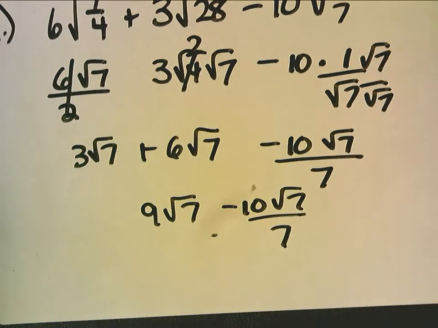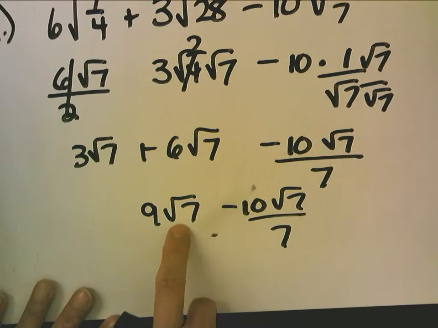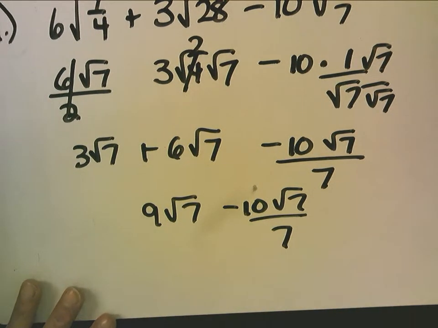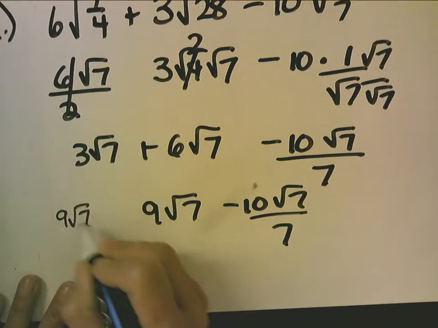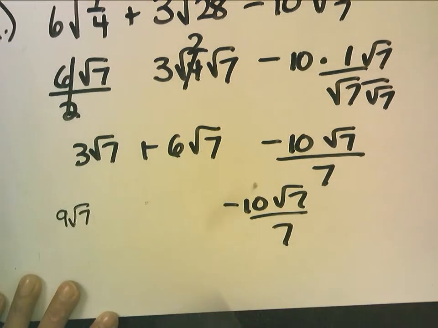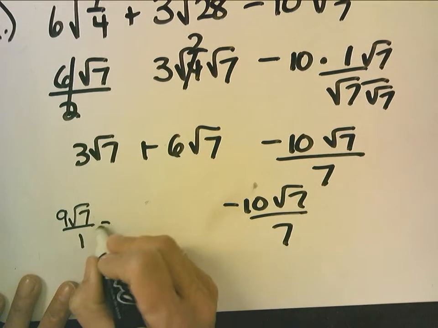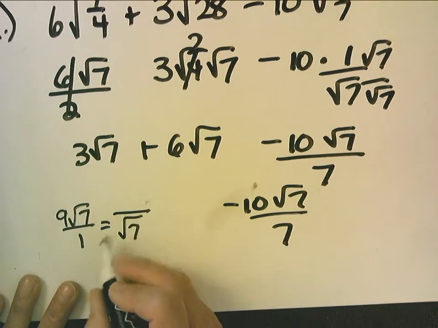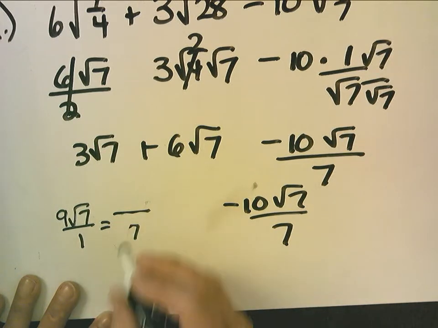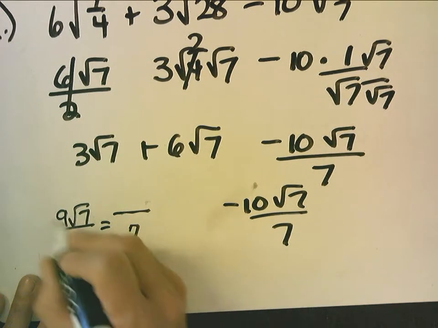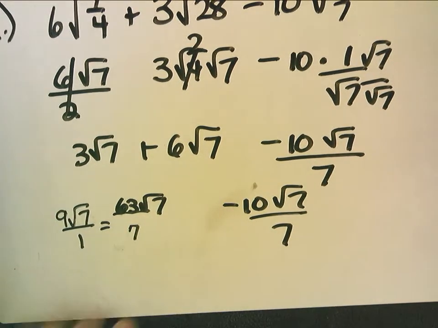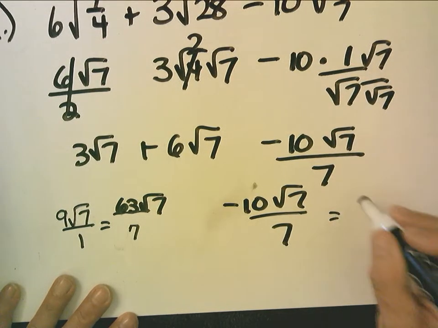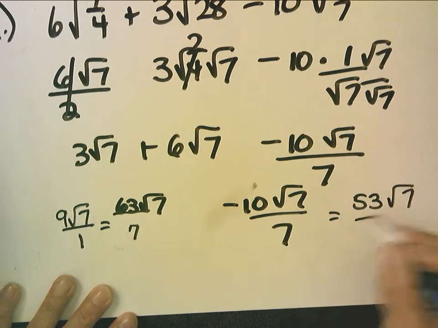So what I'm going to do now is change 9 root 7 to become a fraction that has a 7 in the denominator. So 9 root 7 over 1 equals what over 7? I have to multiply my denominator by 7, so I have to multiply my numerator by 7. 9 times 7 is 63. So this is the same as saying 63 root 7 minus 10 root 7, and that gives me 53 root 7 over 7.